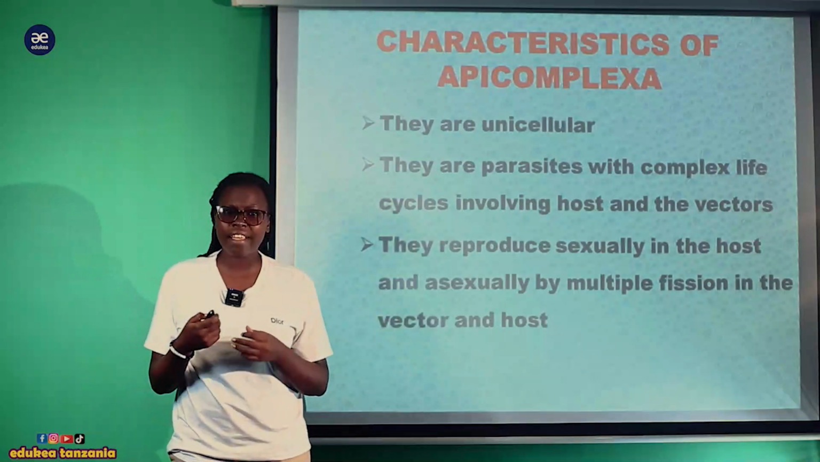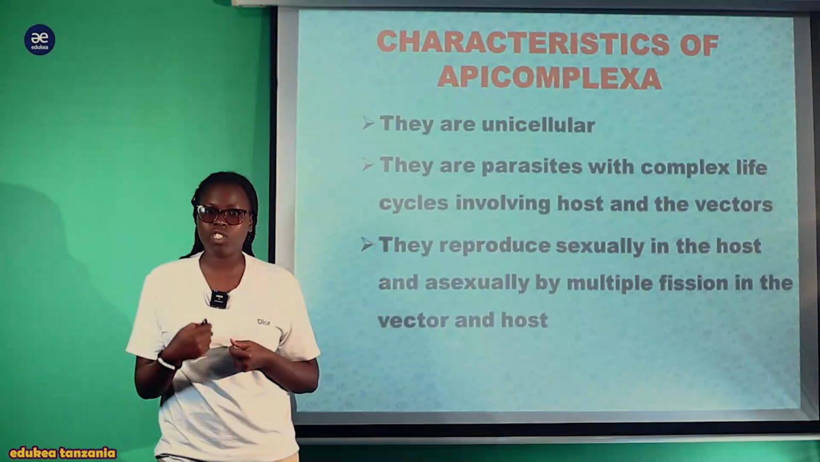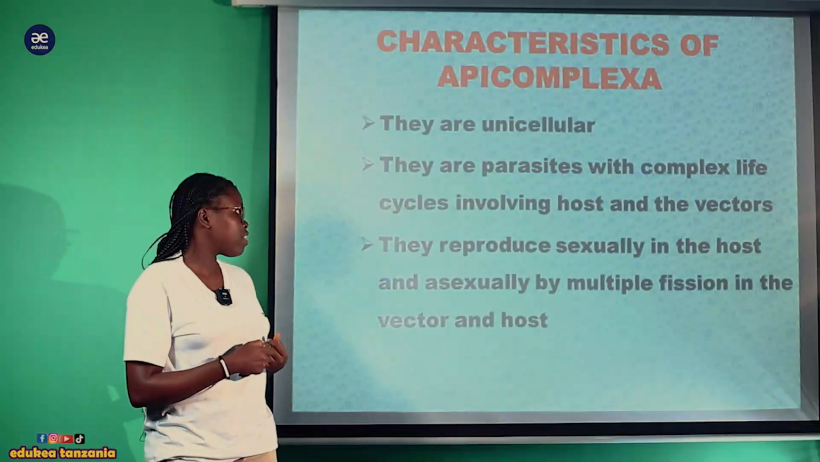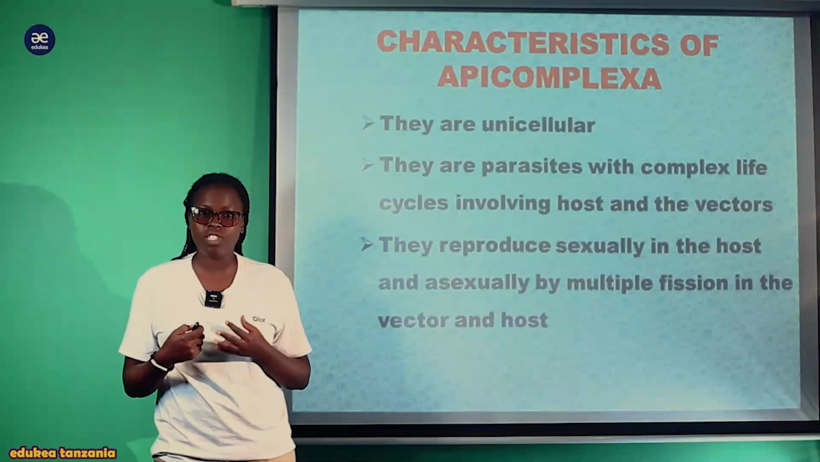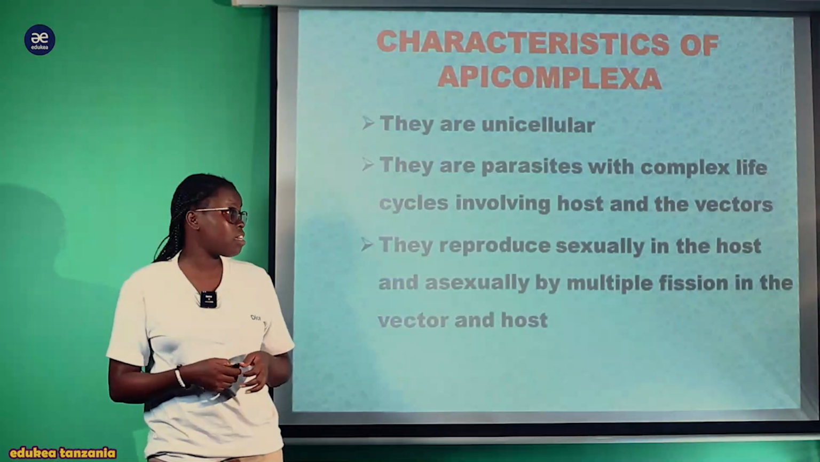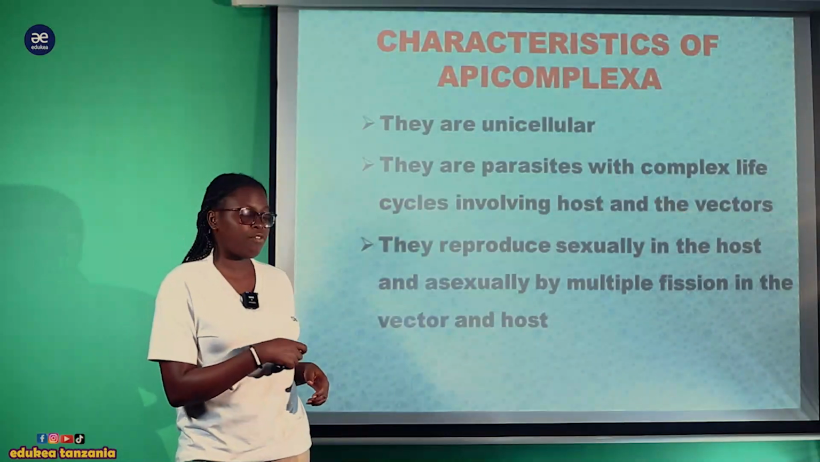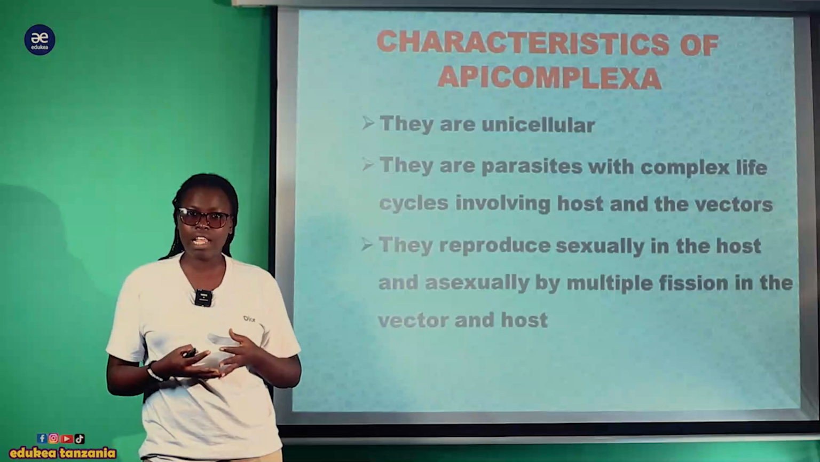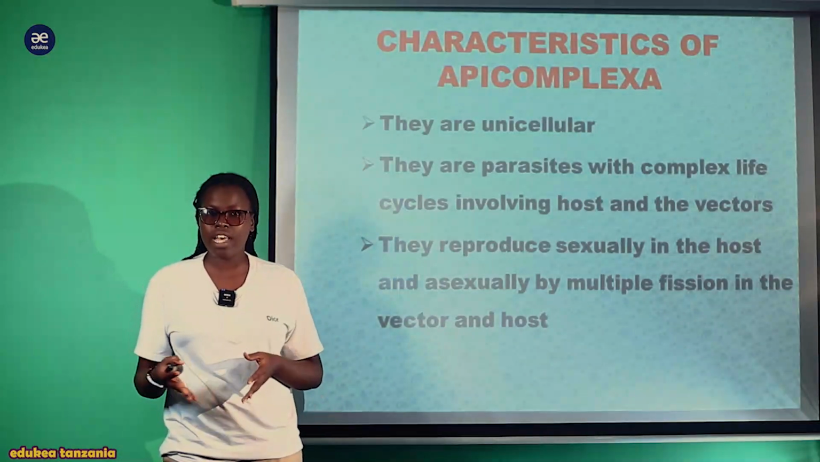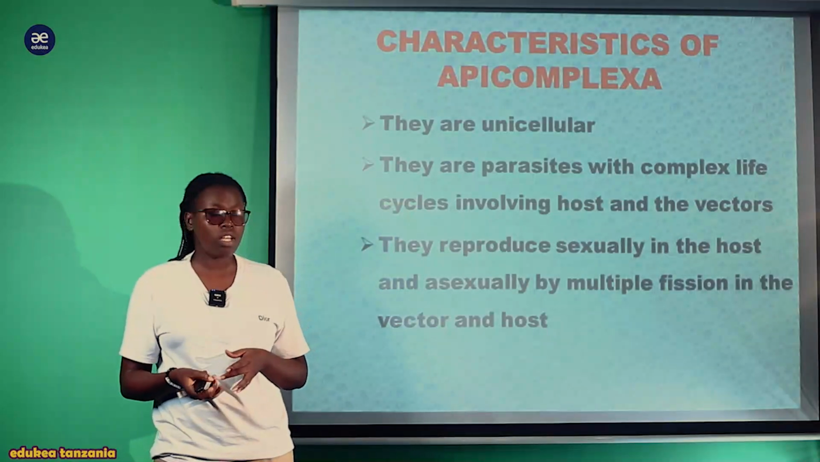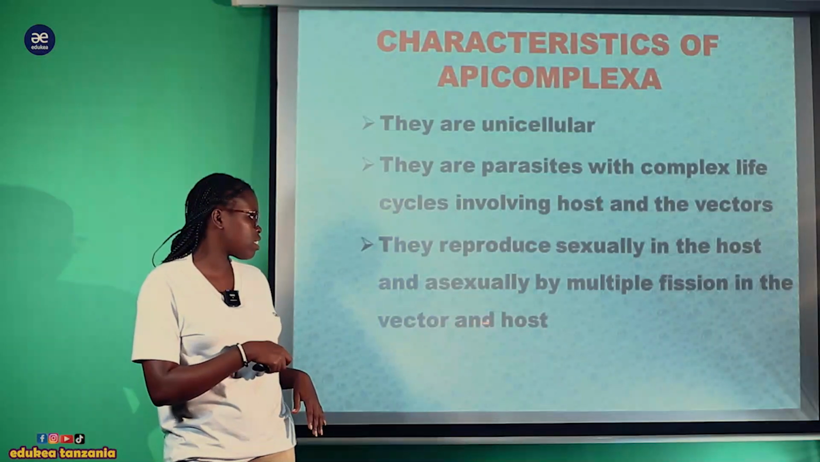Now, what are the characteristics of the Apicomplexa which distinguish them from other members of the Kingdom Protoctista? The first one, they are unicellular, meaning that they are single-cell organisms. Also, they are parasites with a complex life cycle involving the host and the vector. Complex life cycle means they have more than one host. First, they have the vector, and also the host, which is the human being. Also, they reproduce sexually in the host and asexually by multiple fission in the vector and host.